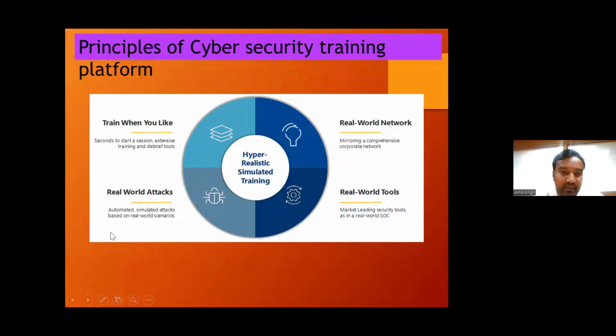And real world attacks, you can have different types of like 20 to 30 types of attacks, and you can learn from there. And real world tools means that the actual SIEM and firewalls you will be working on will be real software, they will have a valid license. And when you train on them, you can actually get certifications on those firewalls.